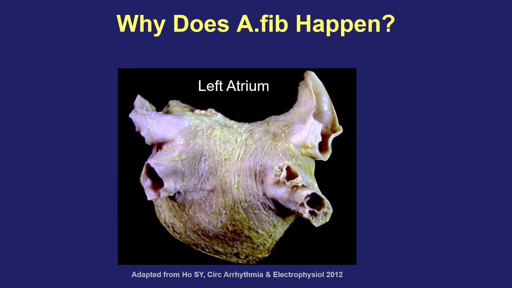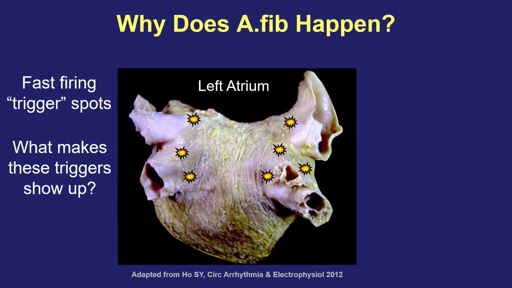And the reason that this anatomy is so important is because the trigger spots that start up episodes of atrial fibrillation are very predictably located in the area where these veins enter the left atrium. This is a hot spot for A.Fib triggers.